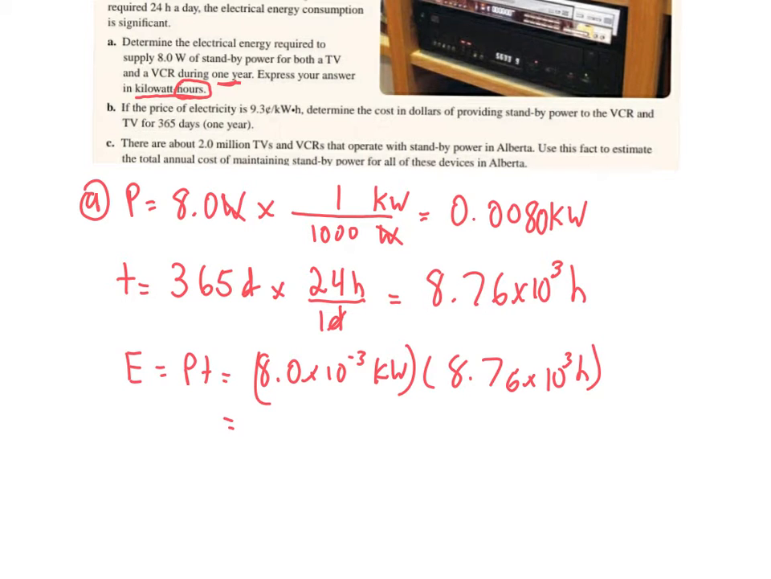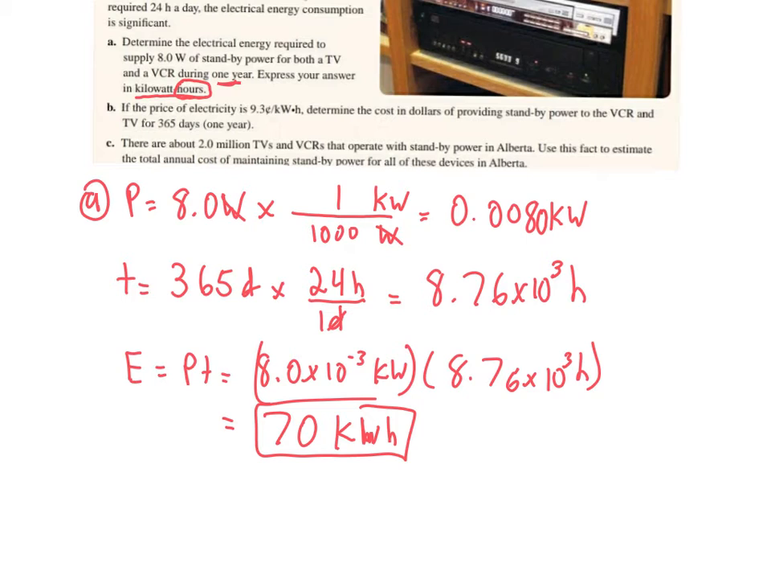And we get our total energy for the year, rounded off, is going to be 70 kilowatt hours. Okay, so 70 kilowatt hours. Now what does that mean? Well, what we're going to do now is take a look at what that means.